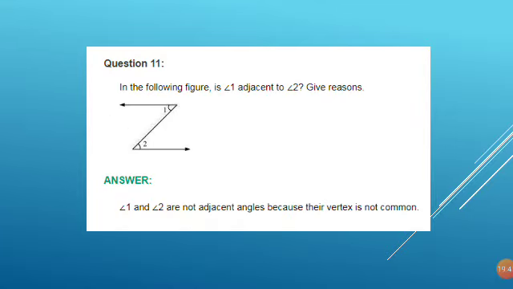Next one, Z shape. The Z shape angles are transversal angles, then alternate angles. In the following figure, is angle 1 adjacent to angle 2? Give reason. Angle 1 is opposite to angle 2, and they are equal. So angle 1 and angle 2 are not adjacent angles because their common vertex is not a common arm.